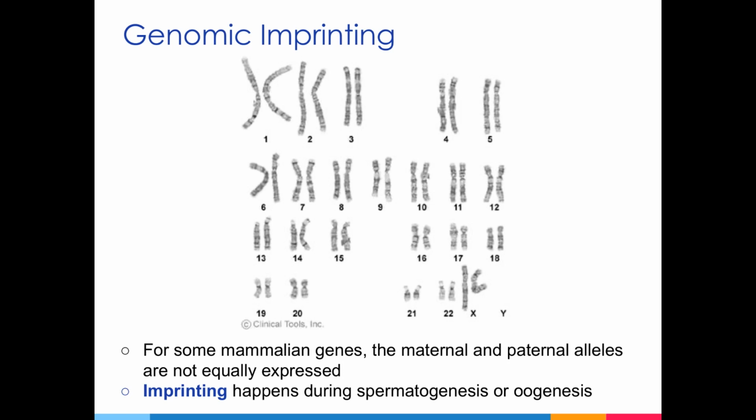That means that you get some genes from your mom and some genes from your dad that will never be expressed. Although the DNA, the chromosomes, are still there, that DNA will not be transcribed into RNA in any cell. And that's the result of genomic imprinting. So it refers to the methylation patterns that are applied during oogenesis and spermatogenesis.